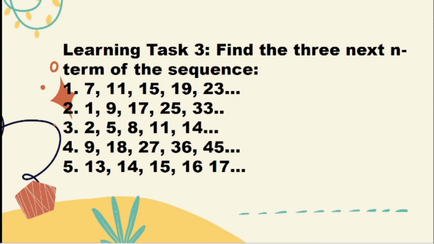Learning task number 3. Find the next 3 nth terms of the sequence. So that is an exercise of your previous explanation or discussion. So may I read number 1? 7, 11, 15, 19, 23. You are able to supply the missing next 3 nth terms of the sequence. So you have 5 numbers for it.